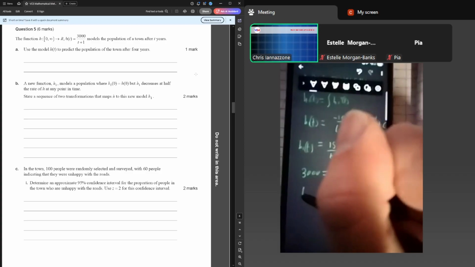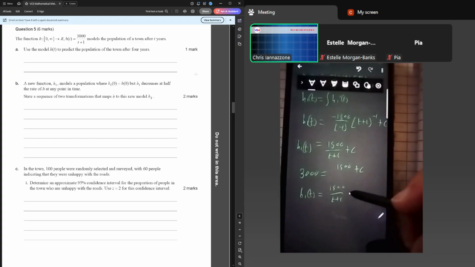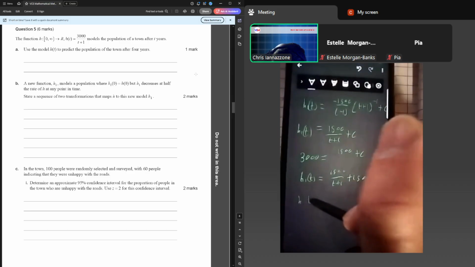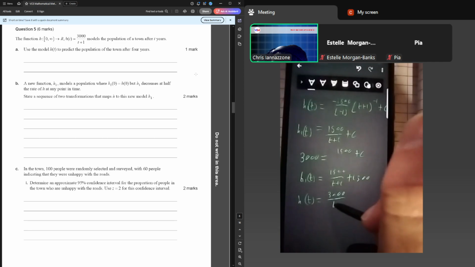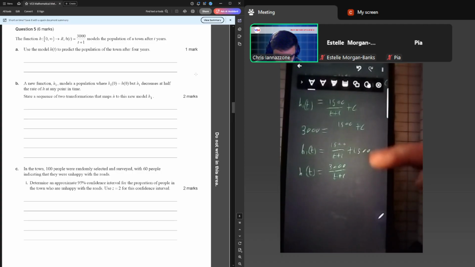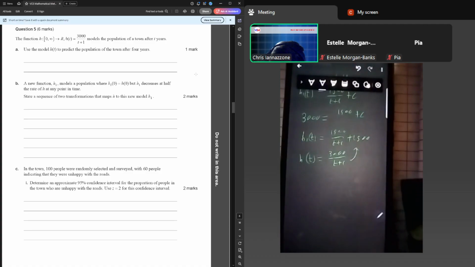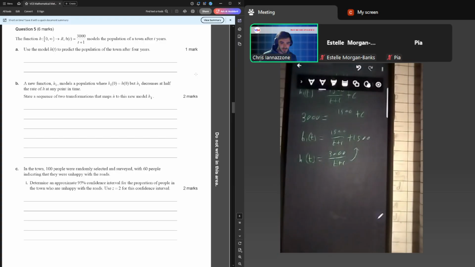So in total, h1 of t is equal to 1500 on t plus 1 plus 1500. We're trying to get to h of t is equal to 3000 on t plus 1. You could do the whole x dash y dash stuff to do a point form on this to get from here to here. That's a lot of effort to get there. Just to be brief, we can see the key differences. What are the key differences as far as transformation factors?